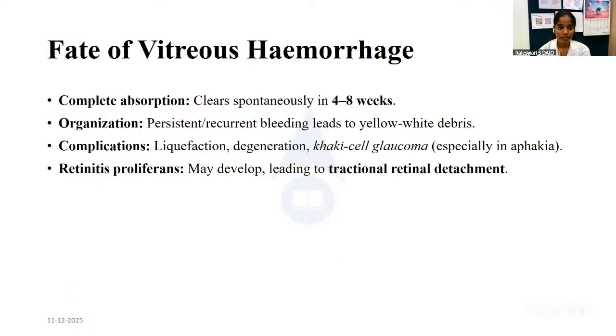Fate of vitreous hemorrhage. Complete absorption, clearing spontaneously in 4 to 8 weeks. Organization: persistent, recurrent bleeding leads to yellowish white organized tissue. Complications: liquefaction, degeneration, ghost cell glaucoma. Retinitis proliferans may develop, leading to tractional retinal detachment.